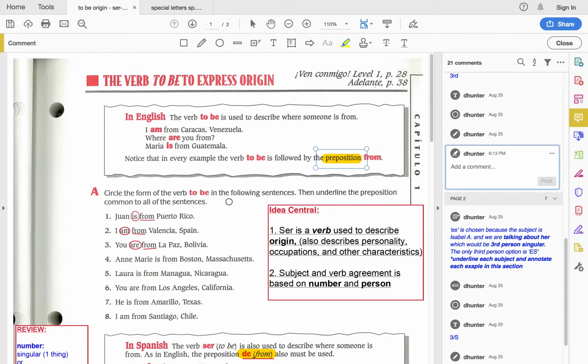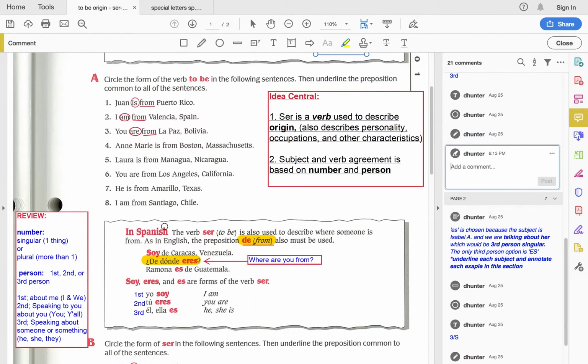Again, they say in the directions, underline the preposition. So I've underlined from. And then also circle the form of the verb to be. Is, am, are are the three English forms of the verb to be. He is from, I am from, you are from, right? Finish that practice for part A if you'd like.